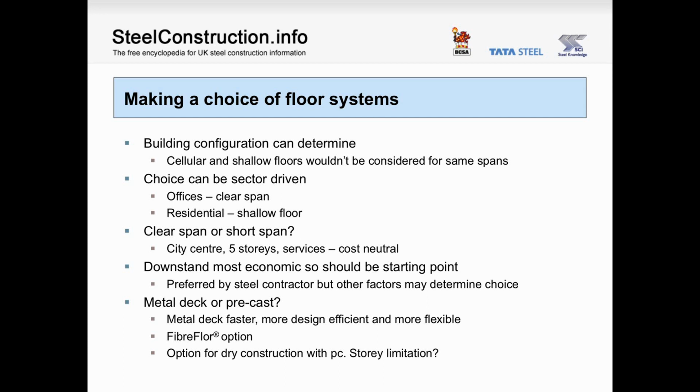Clear span or short span? Well, the break-even point is typically 5 stories in the city centre building. Anything over that and clear span should be the preferred option. Downstand composite is the most economic solution and is therefore a good starting point. However, the most economic frame solution is only one aspect of the wider project considerations that the design team must consider, so it should be viewed in the context of the bigger picture. And finally, there's a choice between metal deck or precast concrete slab, and now the option of Fibreflor.